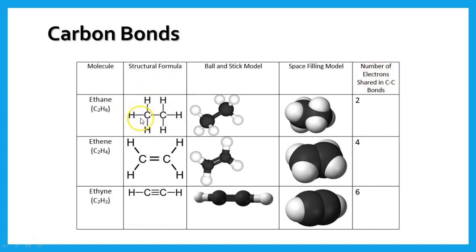This particular one here has 2 carbons and 6 hydrogens. This is called ethane. And ethane has this arrangement right here. Each carbon has 4 covalent bonds, with 1 covalent bond between the 2 carbon atoms.